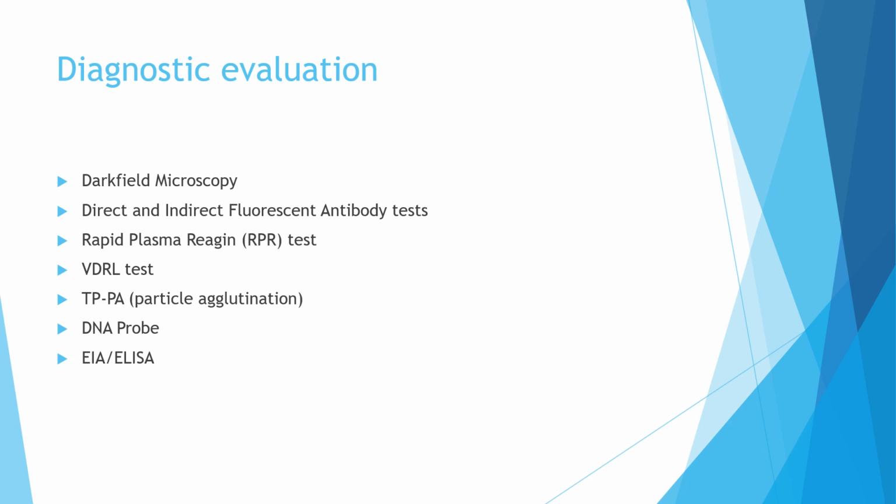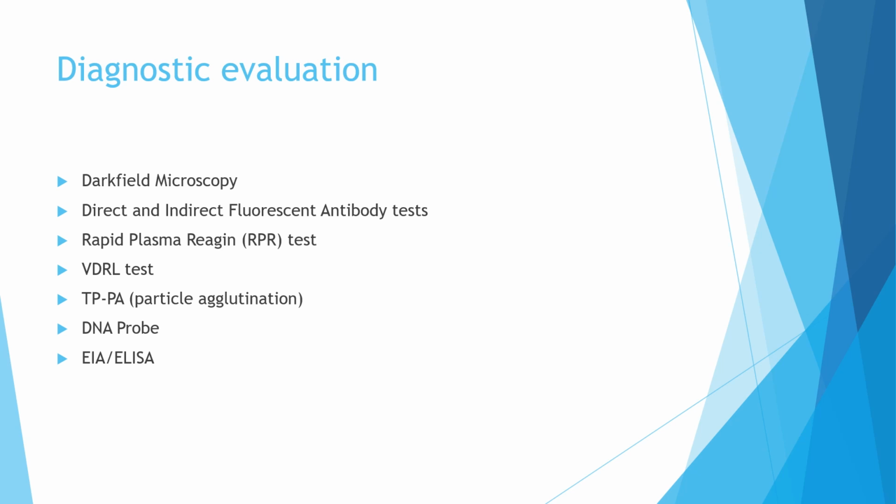We can do direct and indirect fluorescent antibody tests. We can perform what's known as a direct fluorescent antibody test. We can do rapid plasma reagin, which is the RPR test on serum. We can do the VDRL test, which is a diagnostic test for neurosyphilis in the spinal fluid. We can also use gelatin particles to do the Treponema pallidum particle agglutination test.